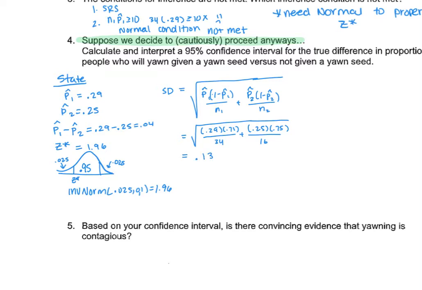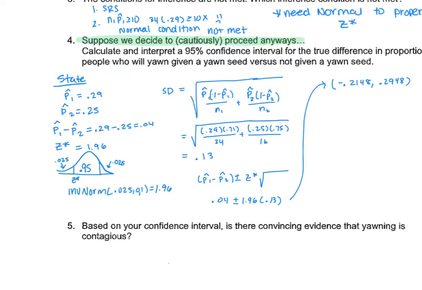So now we can write our formula, p hat 1 minus p hat 2 plus or minus z star, and then I'm just going to leave that as square root because I don't want to write all that again. So we've got 0.04 plus or minus 1.96 times 0.13. So we need to write that in interval form. So you'll do 0.04 minus all that and 0.04 plus all that. And you get negative 0.2148 as the left boundary and 0.2948 as the right boundary.